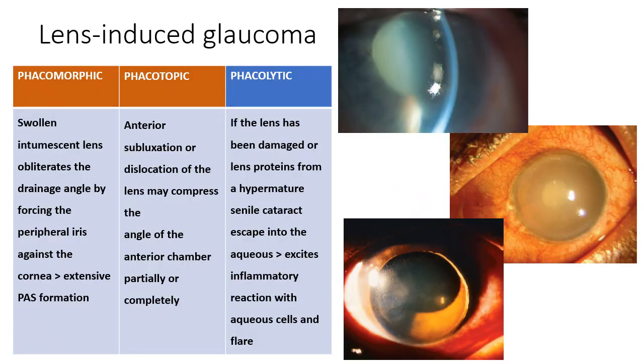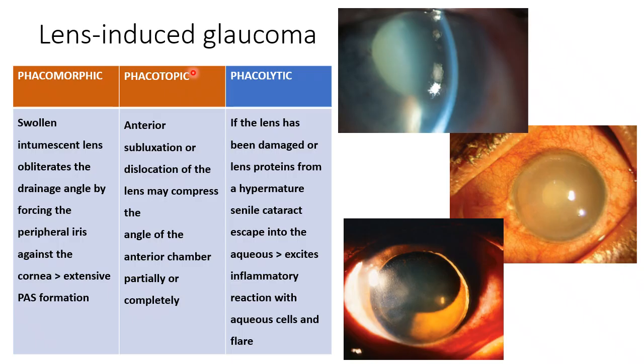The next variety is lens-induced glaucoma. So something to do with the crystalline lens or the intraocular lens. Now, this again can be of the angle closure type, and that includes your phacomorphic and phacotopic. I've shown them in orange, and this one is open angle type. So phacomorphic, the word morphic means something to do with the body of the lens, right? So a swollen intumescent lens body is going to obliterate the angle by forcing the peripheral iris against the cornea, eventually leading to extensive synechiae formation. See, this is a swollen intumescent lens pressing the peripheral iris against the cornea. So that is phacomorphic glaucoma.